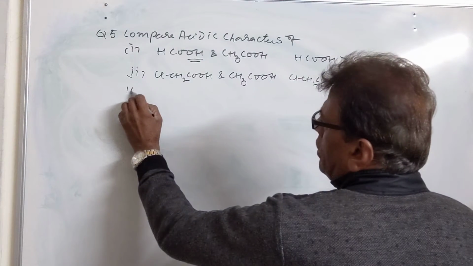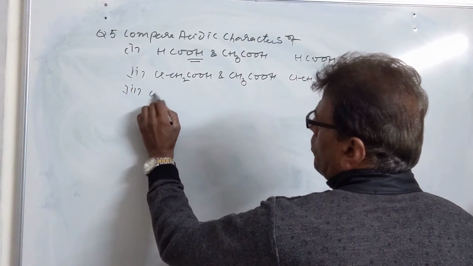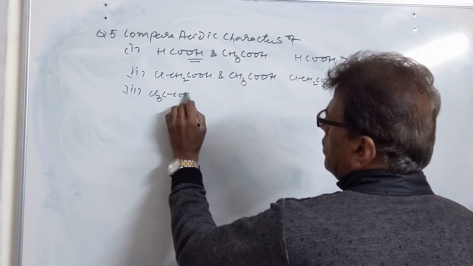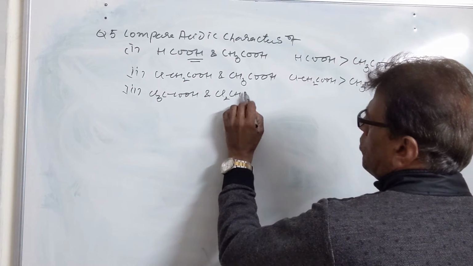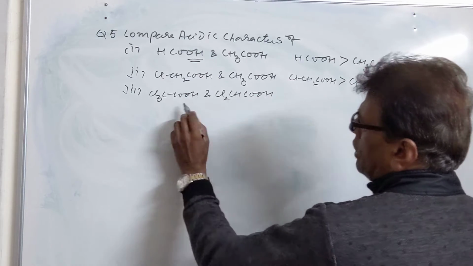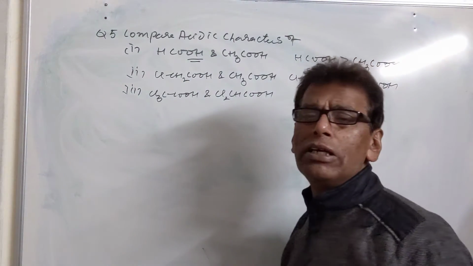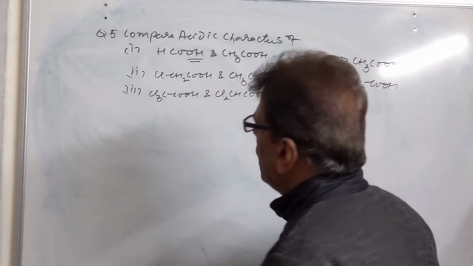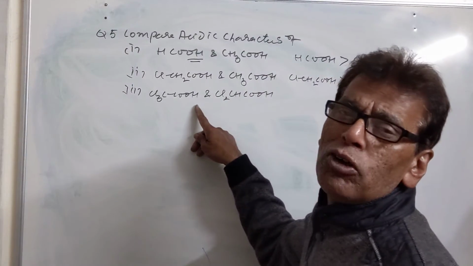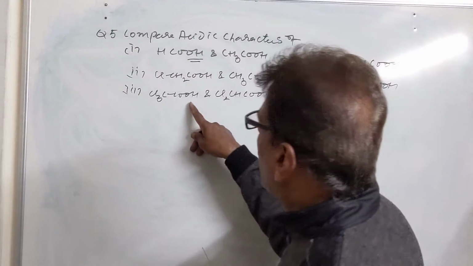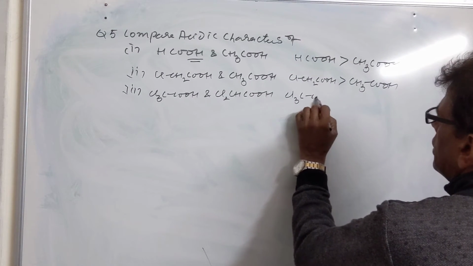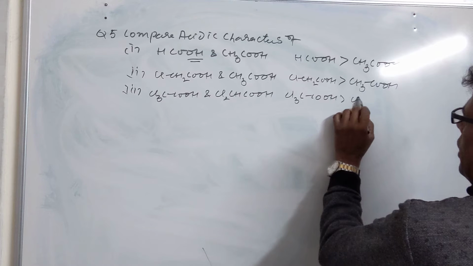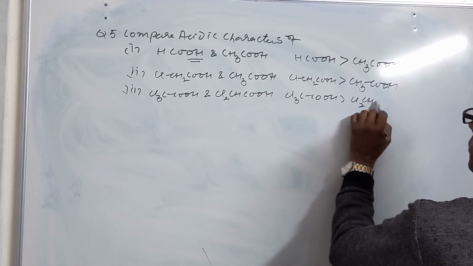Then third, we want to compare trichloroacetic acid and dichloroacetic acid. The higher the number of electronegative atoms in the alkyl group, the more will be the polarity of the OH bond and the easier will be the proton release from the carboxylate group. That's why trichloroacetic acid will be stronger than dichloroacetic acid.